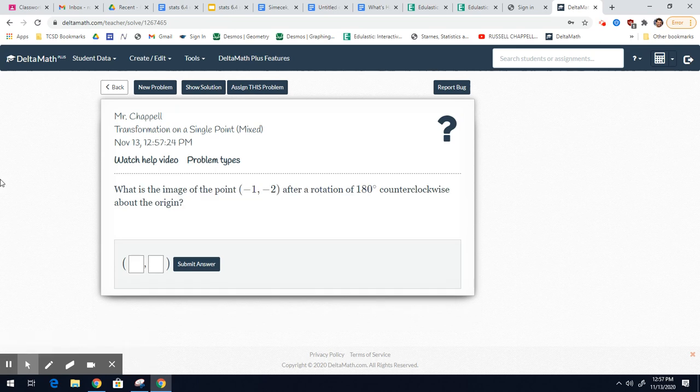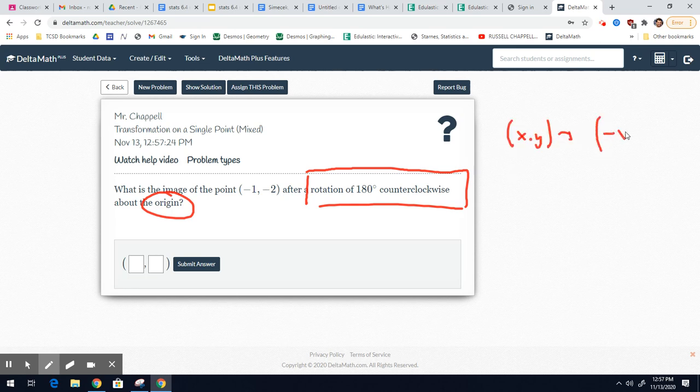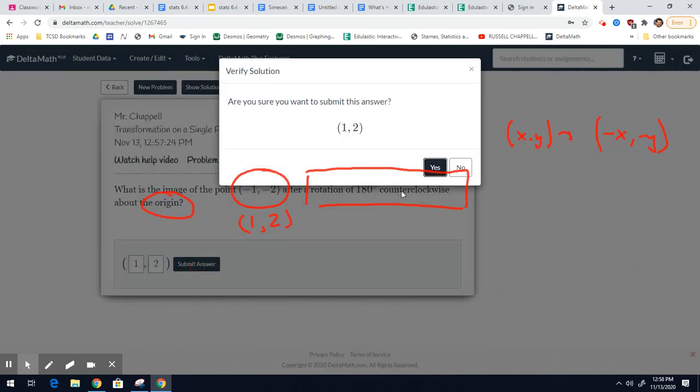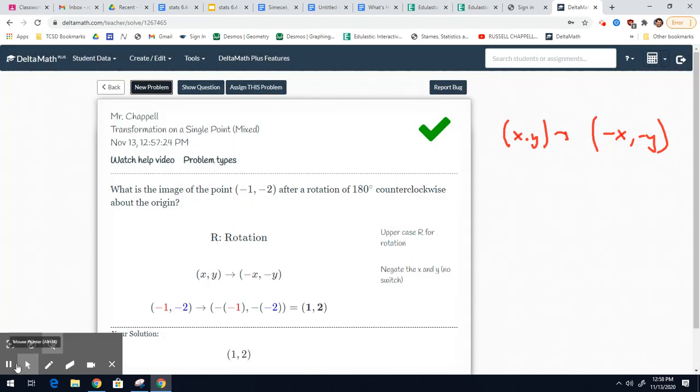Okay, so here's the first type of problem. So again, this is a transformation on a single point, mixed. So you're going to have all of them available. So this says, what is the image of the point -1, -2 after a rotation 180 degrees counterclockwise about the origin? So again, remember, for a 180-degree rotation, x comma y becomes opposite of x, opposite of y. So both of these numbers will stay put, but the x will become positive and the y will become positive because that's what's opposite of a negative. 1, 2.